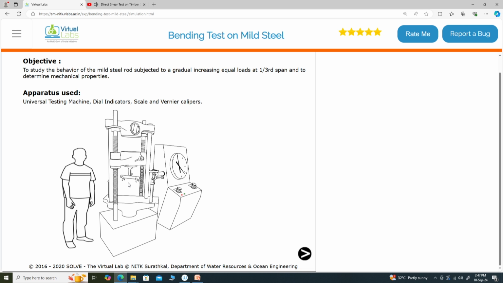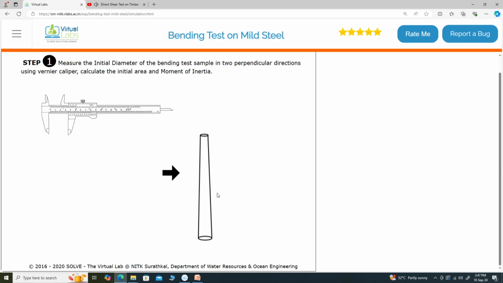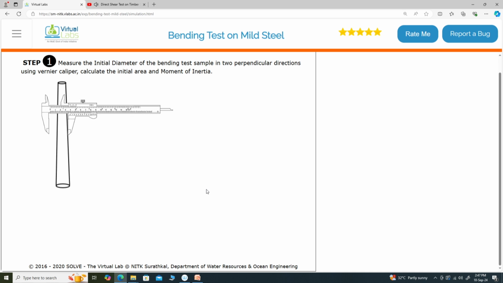Here is the apparatus that is used. There is a fixture already that is here for the bending test. This is 3-point bending test fixture, and these are all the parts of the universal testing machine. The crosshead, the frame, and everything is here. The first step is I click on the rod and I measure the diameter of the rod using vernier caliper at 2 points.